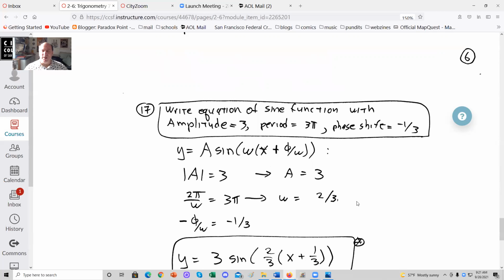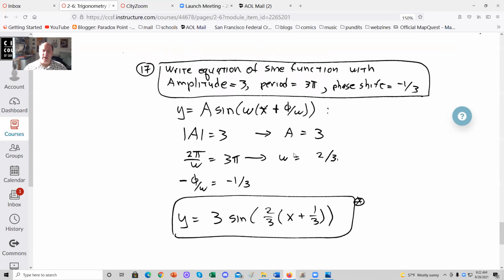Now here we're going to go backwards. They want us to find the equation of a sine function with amplitude 3, period 3 pi, and phase shift -1/3. All right, now it's of the form a sine of omega times x plus phi over omega. Amplitude is 3, so the absolute value of a is 3. Now, I really should say a is plus or minus 3, and we have to check which one it is. Here, 2 pi over omega is the period 3 pi. So if you shift things around, omega is 2/3. And -phi over omega is -1/3.